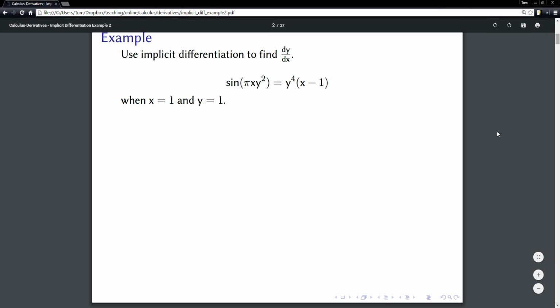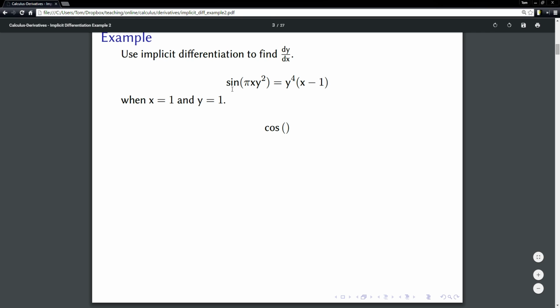All right. So first off, we're going to take the derivative of the left-hand side over here. In the derivative of the left-hand side, we can see that we have sine of some complicated stuff inside here. That makes taking the derivative of the left-hand side a chain rule. Okay, so the inside part will be this pi xy squared. The outside part will be sine.